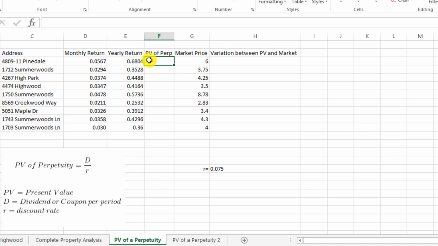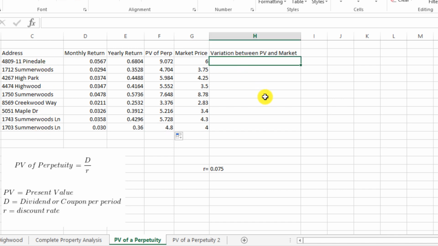This Excel sheet will be in the description below. Keep in mind though that the other tabs will not be updated. Only these two are going to be updated with the most recent prices and returns. Okay, so what we're going to do is take the yearly return for the property and divide it by our discount rate. Okay, and we can bring all these down. And here we have our present value of the perpetuity, which again is just each individual share of these properties.